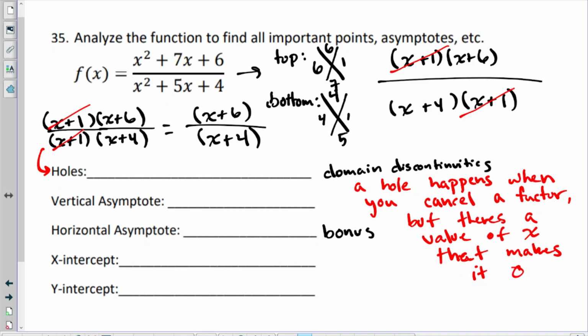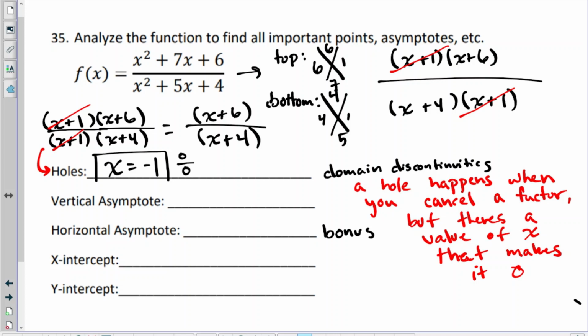Even though I cancel these out, I have to keep remembering them if I were actually plug in values. And if I plug in the value x equals -1, I'm going to break my function because up top, I'm going to have -1 plus 1, which makes my entire numerator 0. And on the bottom, I'm going to have -1 plus 1, which makes my entire denominator 0, which means I'm dividing 0 by 0 when x equals -1, and that causes a hole because that is when I canceled the factor, but -1 was the value of x that makes it 0. Okay, so there's a hole at x equals -1. Anytime you'd have 0 over 0, that means there's a hole there.